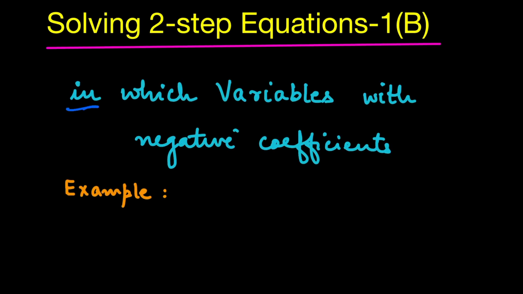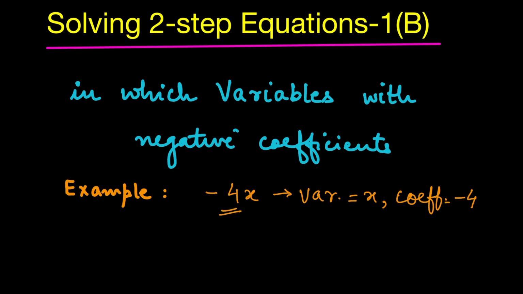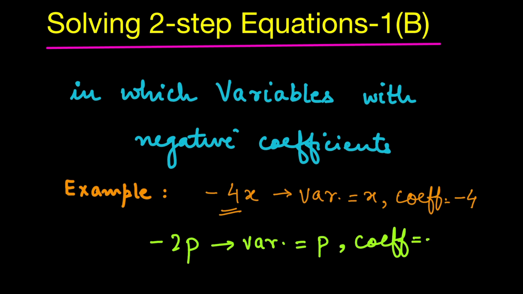Now we take the cases in which the variable is going to have negative coefficients. In this first example we take, let us say, minus 4x. So what's the variable here? The variable is x and the coefficient is, as we see, minus 4. Another example, minus 2p. So what is the variable here? The variable is p and the coefficient is minus 2.